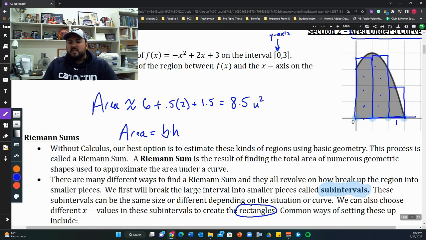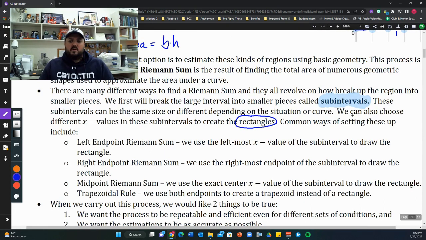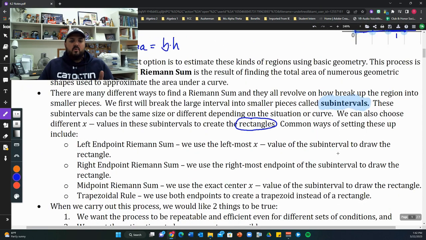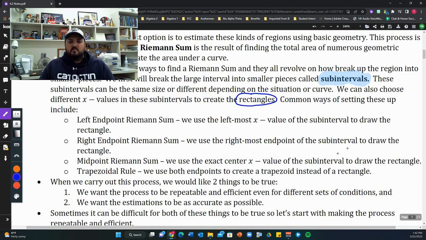So again, it's not perfect. We're still missing some and we still have some extra, but these do a much better job of trying to balance each other out. Okay, so that's the midpoint Riemann sum. And then the last one, it's definitely the most difficult to do, but it's also going to be the most accurate. That one is called the trapezoidal rule.